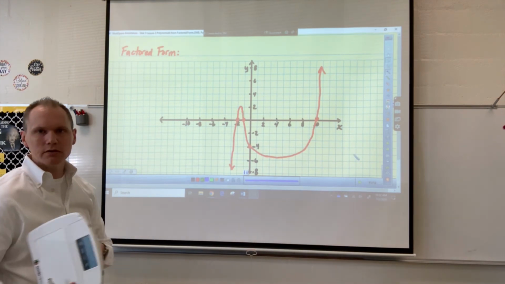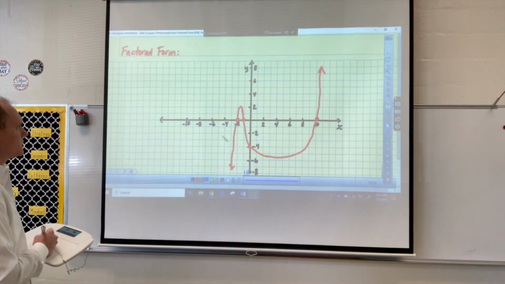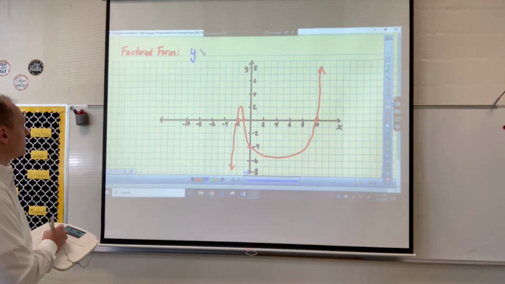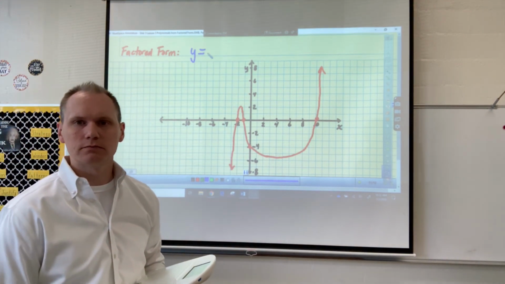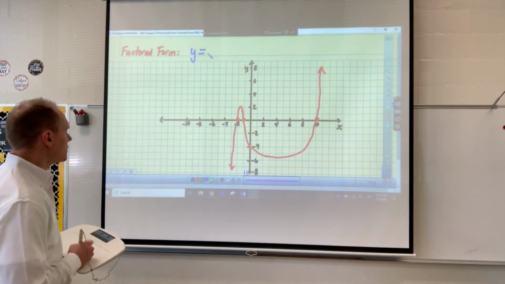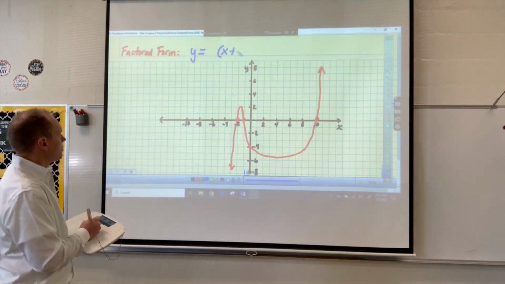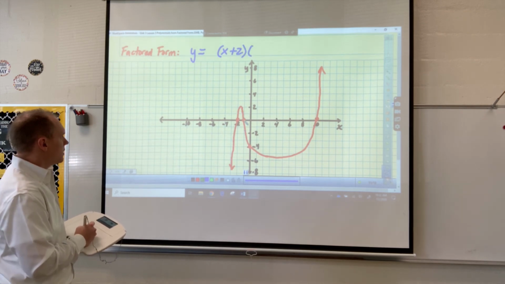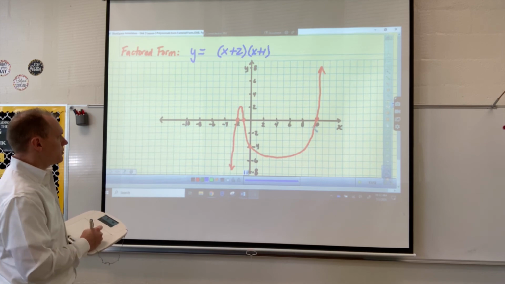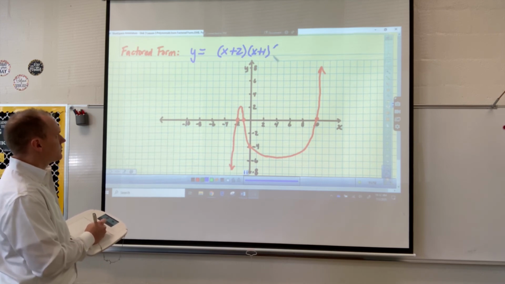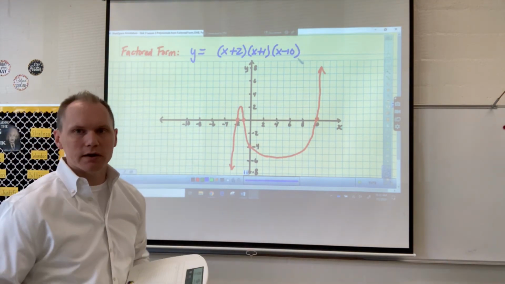All right, so lastly, let's go backwards. Let's take a look at this one and see if we can go backwards. Given this graph, let's create factored form. So let me give you a minute to try this on your own. Okay, so if we look at our zeros here, we have negative 2, so that means it's going to be a factor of x plus 2. Here's an x-intercept of negative 1, so it's going to be x plus 1. And then we have an x-intercept of 10 here, so that's going to give us x minus 10 as we go across there. All right, now let's check a few things.